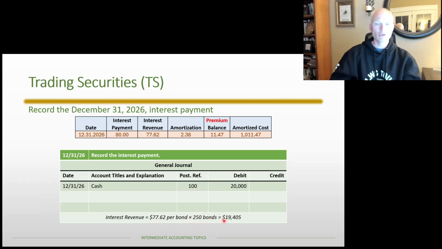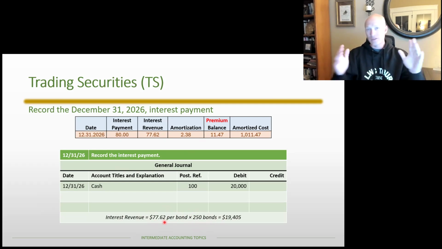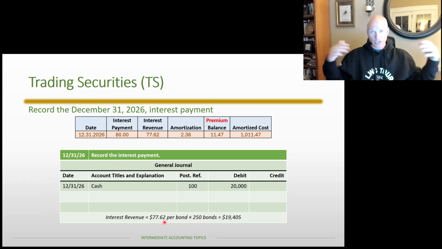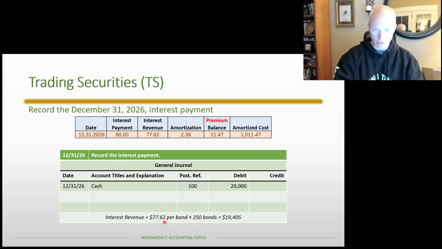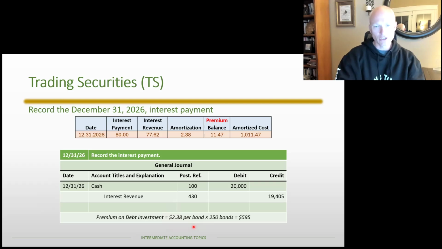Similarly, we're going to accrue interest revenue. Again, we've got to just remember we've held these 250 bonds for the entire 12 months. And so we need to record 12 months of interest revenue. And so the total there is 19,405. And for the amortization of the premium, again, we're going to record a full 12 months of amortization, which is 238 per bond for a total of 595. Again, I hope this journal entry by this time is fairly straightforward.